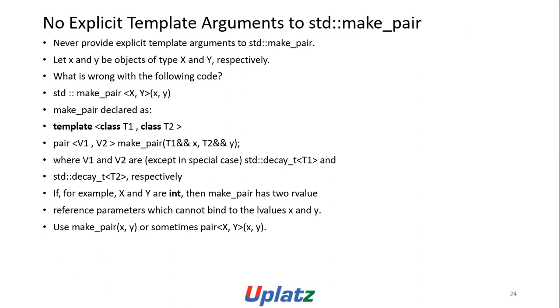make_pair is declared as template <class T1, class T2> pair<V1, V2> make_pair(T1&&, T2&&), where V1 and V2 are, except in special cases, std::decay_t<T1> and std::decay_t<T2> respectively. If for some reason we do this, then make_pair has two rvalue reference parameters which cannot bind to the lvalues x and y. Use make_pair(x, y) or sometimes pair<X, Y>(x, y).